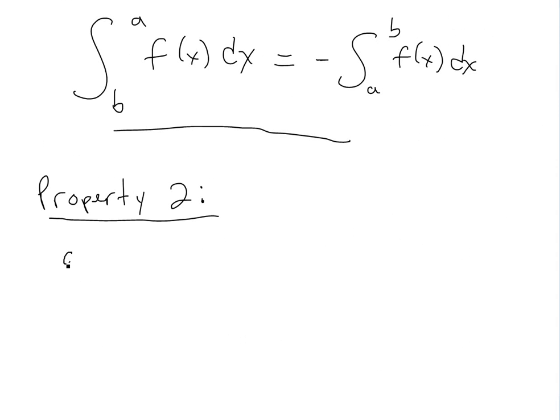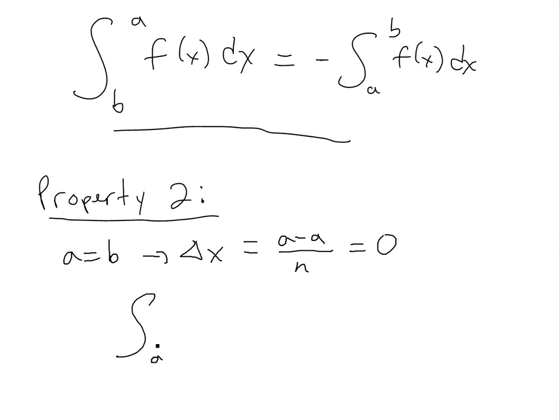Now this brings me to property 2. Let's say a equals b. Then the delta x in the definition is going to be a minus a, or b minus b, divided by n. This just equals 0. So from this we get the integral from a to a of f of x dx is equal to 0. This just means you have no rectangles, so the width of the rectangle you're breaking up is 0.